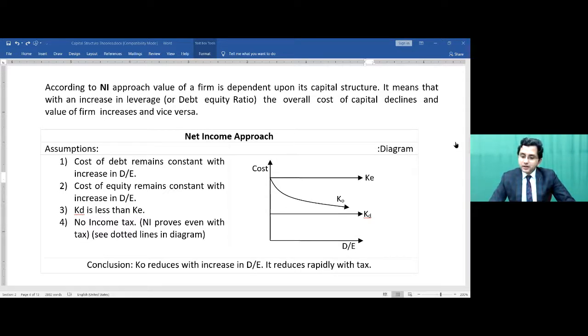Anonymous is saying because equity is expensive. No, that's not the reason, sir.